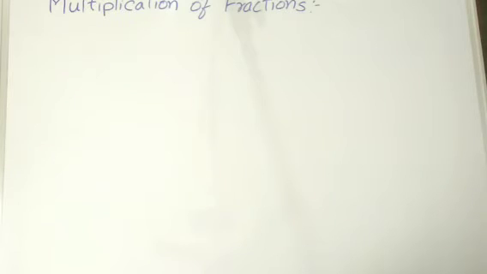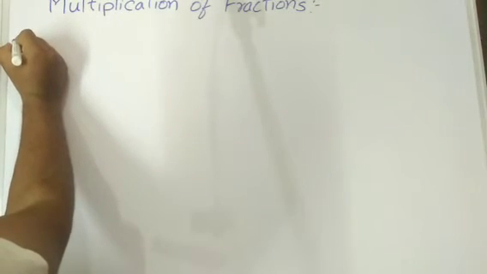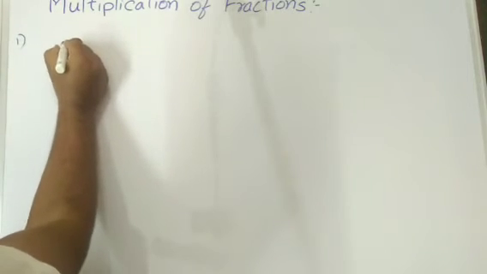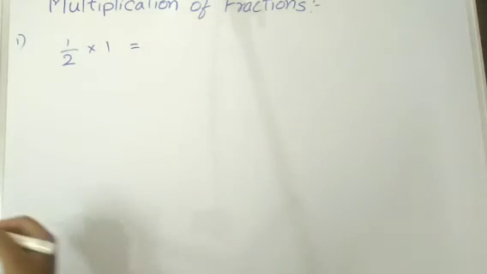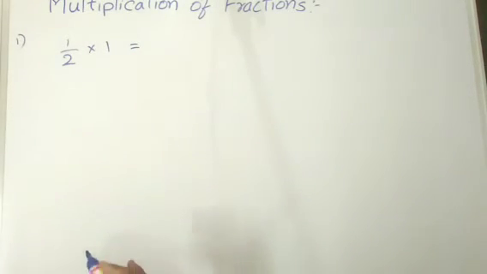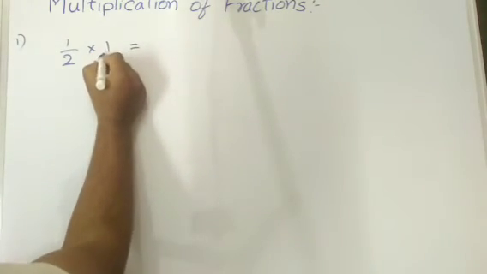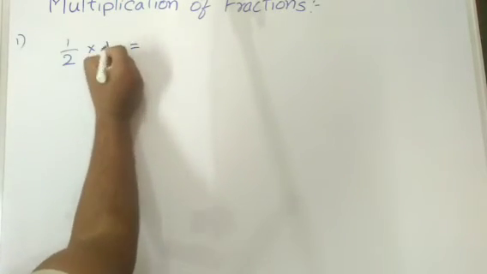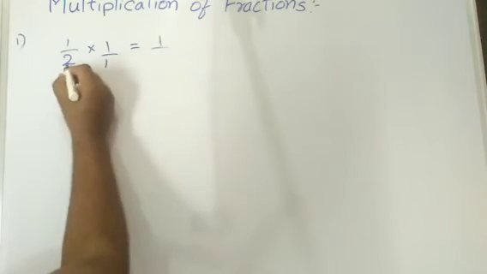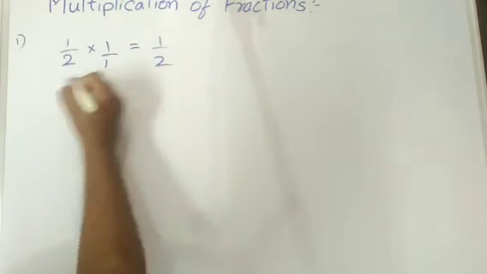Multiplication of fractions. So first we'll check the basic one. Here, 1 by 2 into 1. In a multiplication, one thing you want to remember: here 1 is there, so I can write divided by 1, so there is no change. Numerator only you want to multiply, denominator only. So 2 ones are 2.